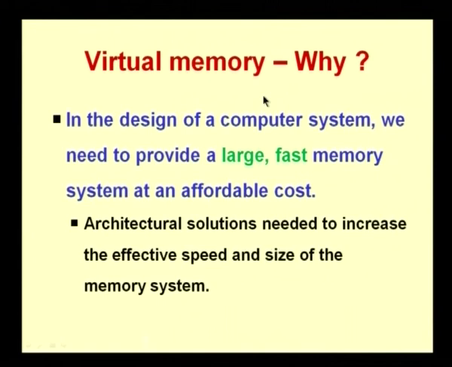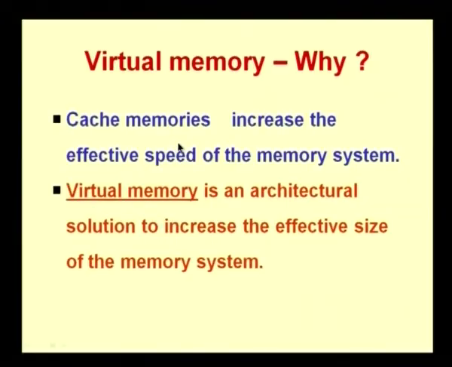So, why do we first of all need this thing called virtual memory? As I said, in the design of any computer system, we need to provide a large and fast memory system at an affordable cost. It should be large, it should be fast, and the cost should be affordable. So, we are looking at architectural solutions which will help us to increase the effective speed and the size of the memory system. That is what we are trying to do with having a hierarchy of devices in the memory system. If you look at cache memories, the cache memories help us to increase the effective speed of the memory system, whereas virtual memory is an architectural solution which helps us to increase the effective size of the memory system.